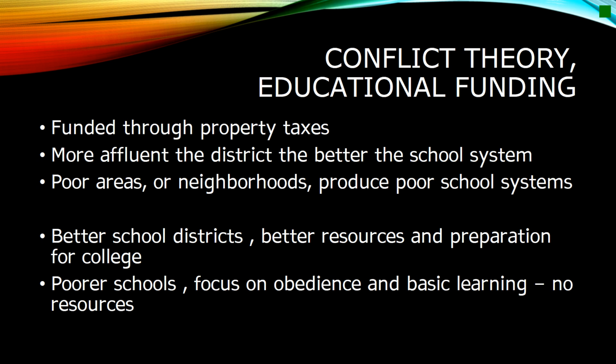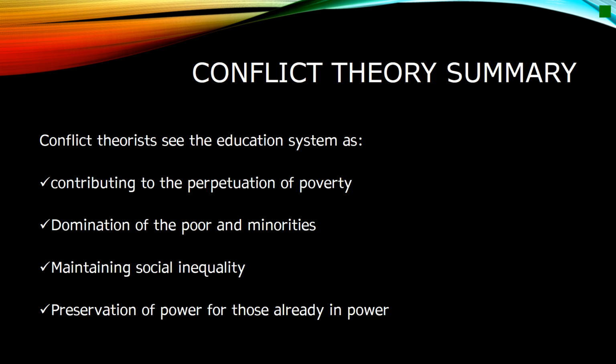Conflict theory also views tracking as possibly limiting a student's potential, rather than serving to better address their needs. Conflict theorists see the education system as contributing to the perpetuation of poverty, the domination of the poor and minorities, maintaining social inequality, and preserving the power of those who are already in power.